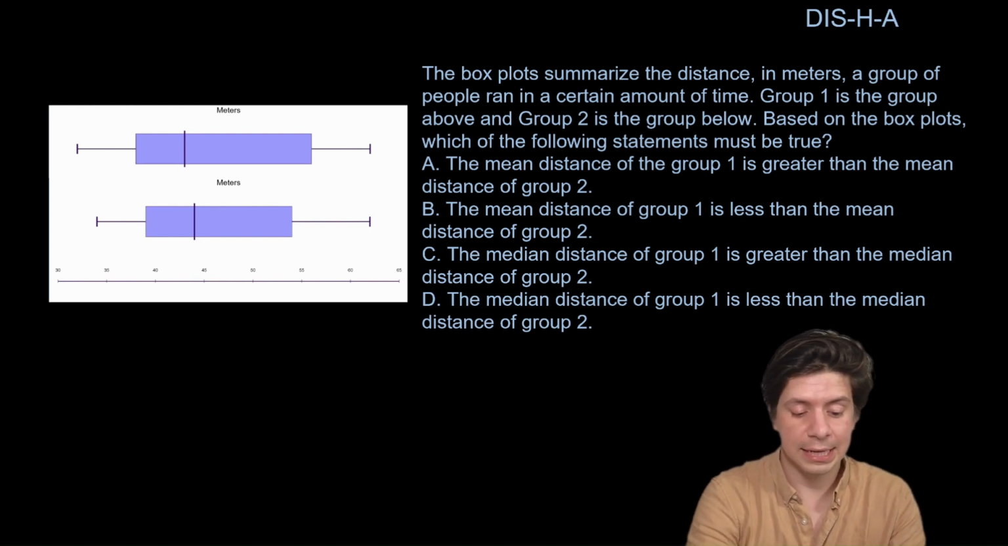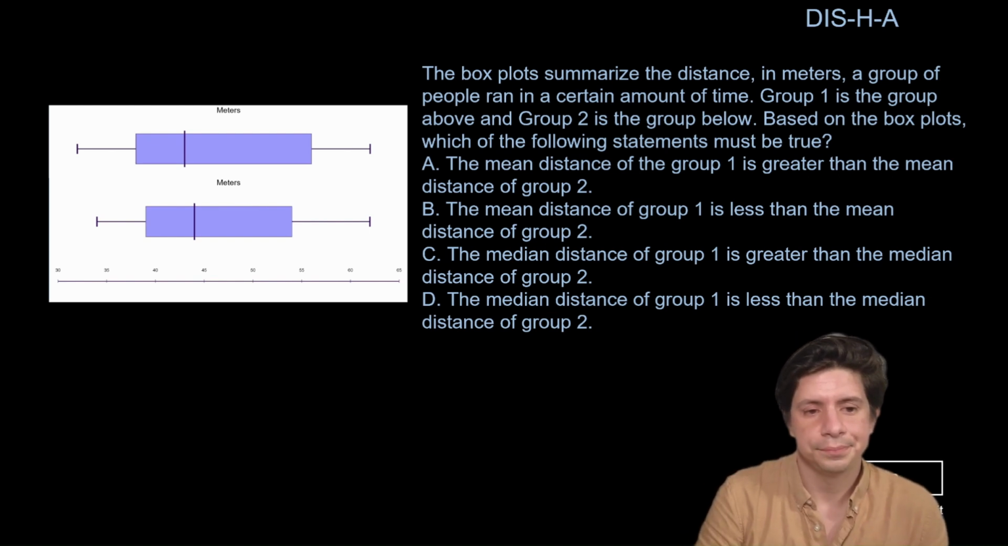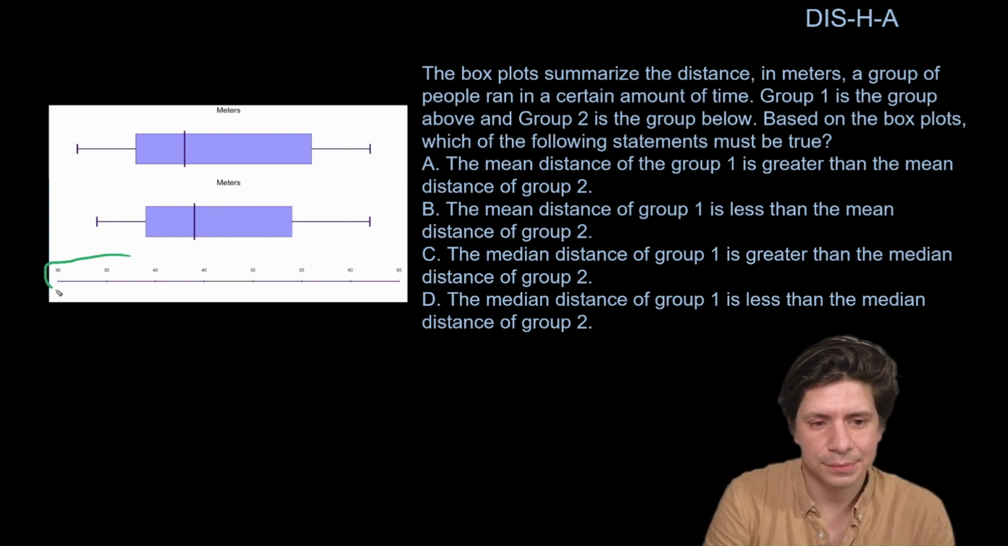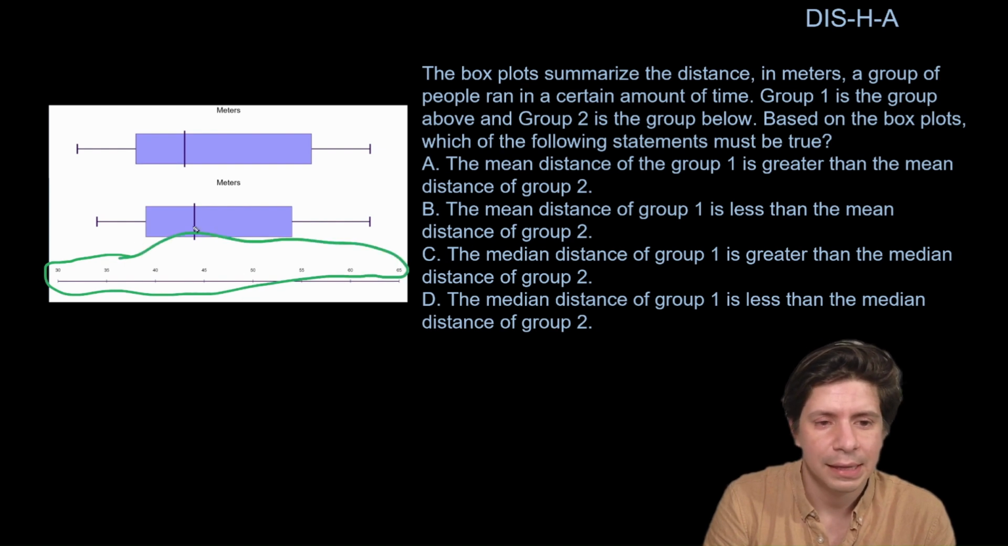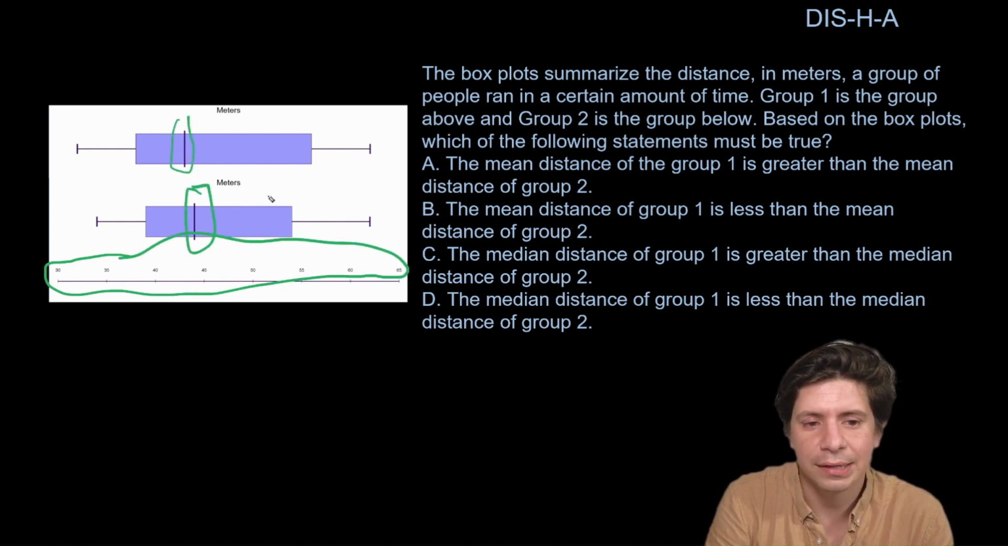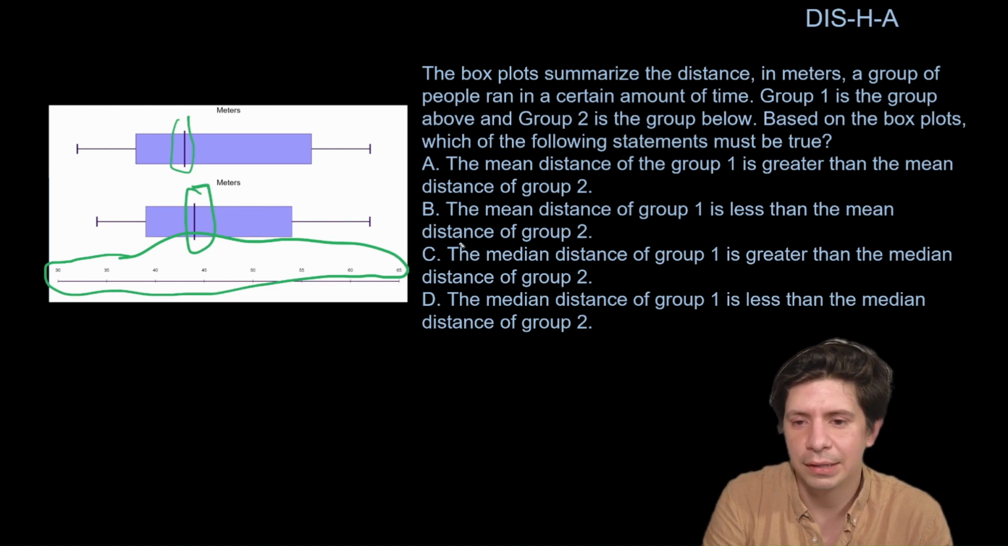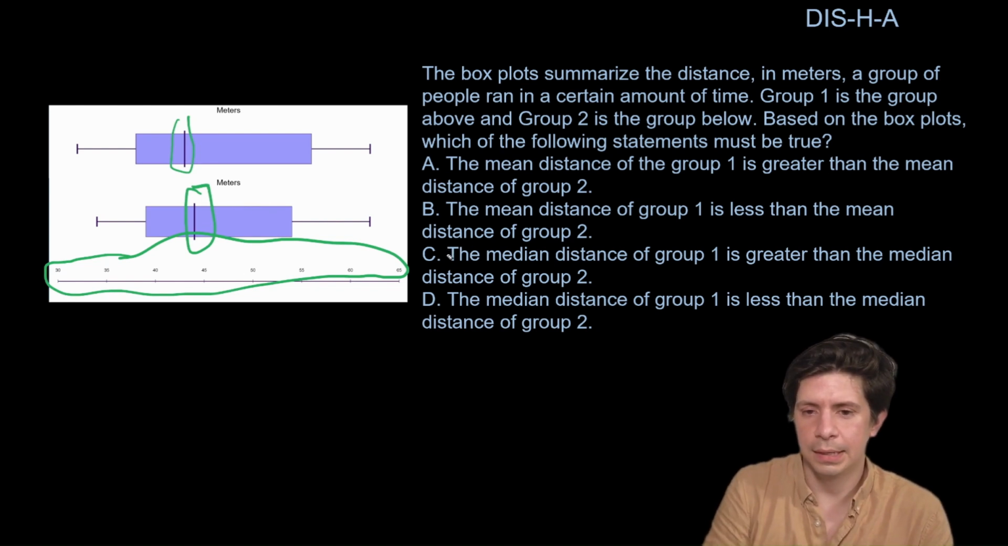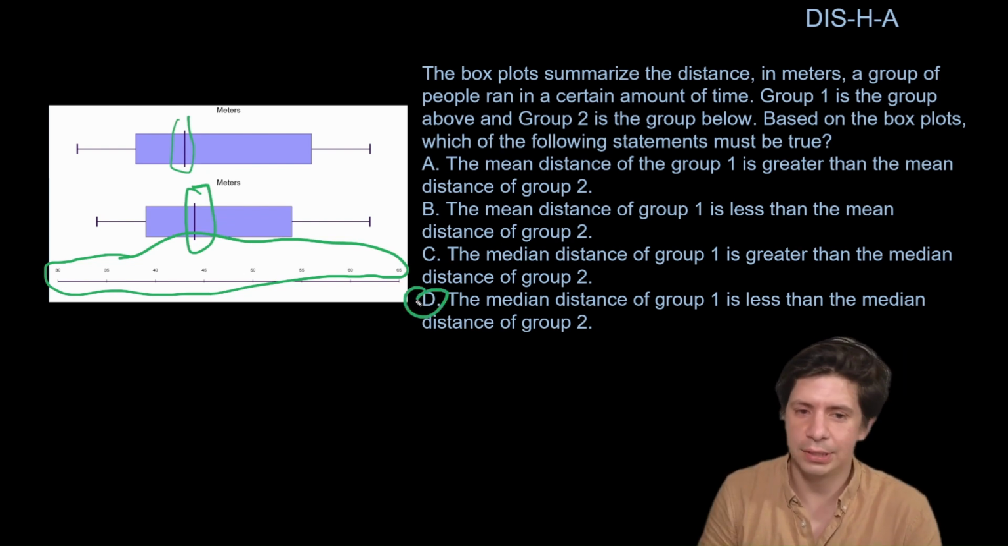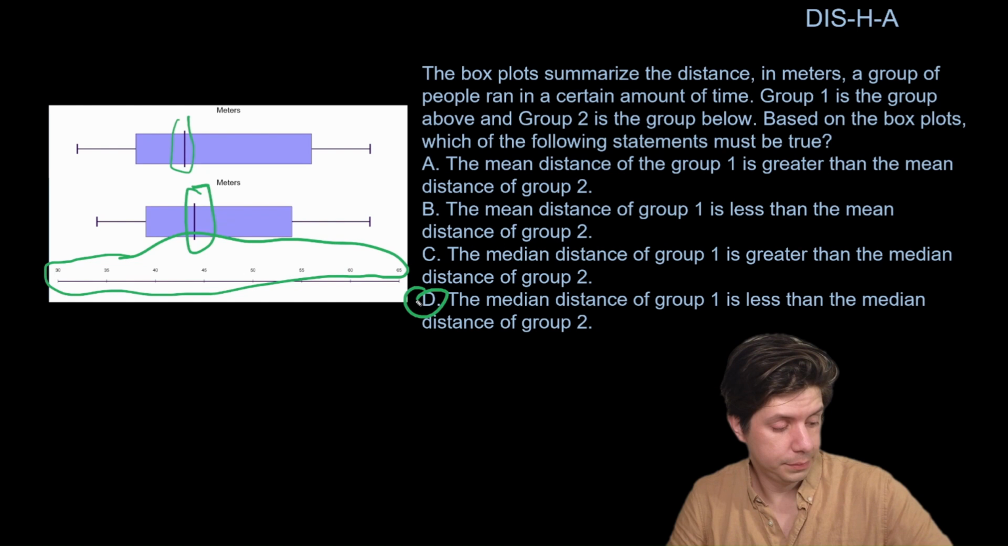So they're using the same axis here, even if we can't totally read it. And this one is greater, right? The median is greater than this. So the median of group 2 is greater than the median of group 1. And that would give us D. The median distance of group 1 is less than the median distance of group 2.